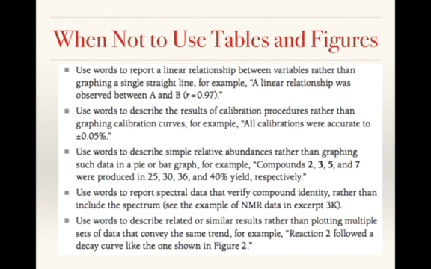We need to use words to describe simple relative abundances rather than graphing such data in a pie or bar graph. You can see the example here. We need to use words to report spectral data that verify compound identity rather than including the spectrum. We need to use words to describe the related or similar results rather than plotting multiple sets of data that convey the same trend. For example, reaction 2 followed a decay curve like the one shown in figure 2.